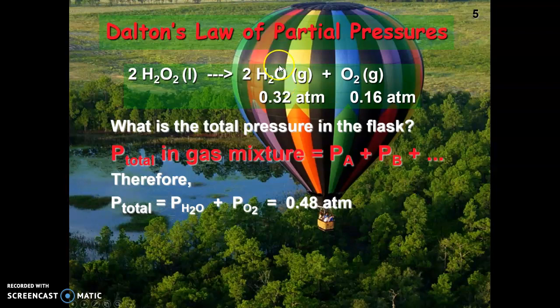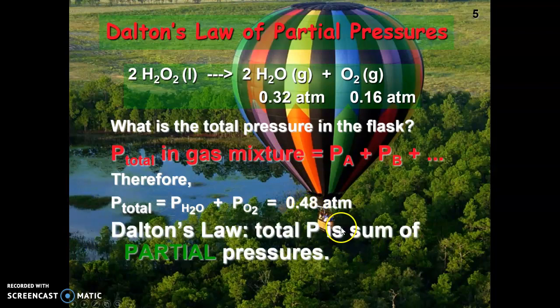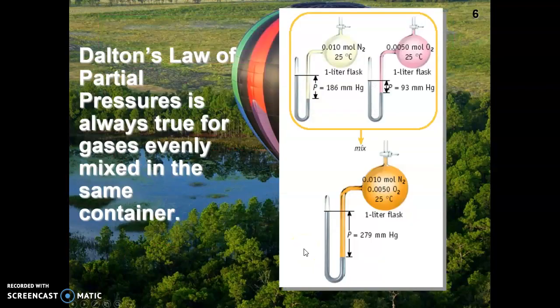Alright, so for example, this one shows, hey, if you got 0.32 atmospheres of water and 0.16 atmospheres of oxygen, together the total pressure would be 0.48 atmospheres. Alright, so total pressure is the sum of partial pressures. That's Dalton's law. Now, this works when the gases are evenly mixed and in the same container.